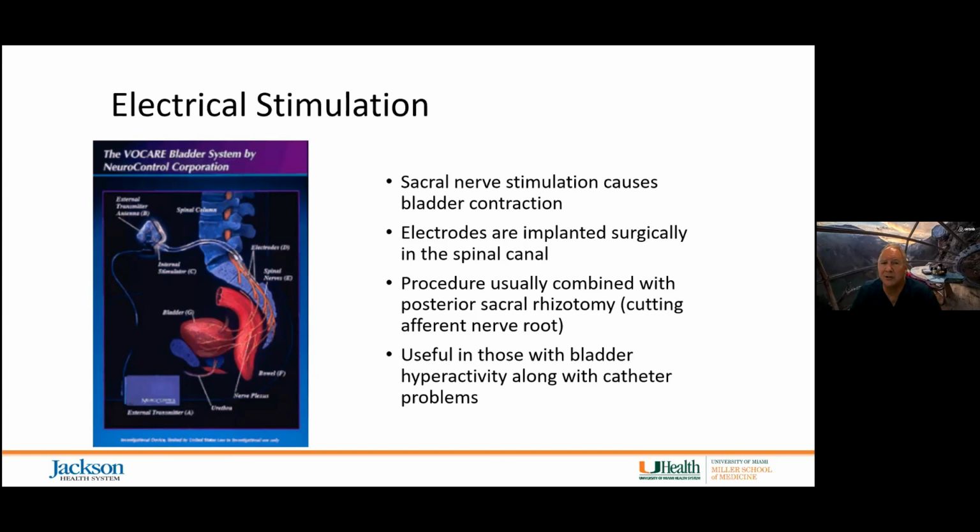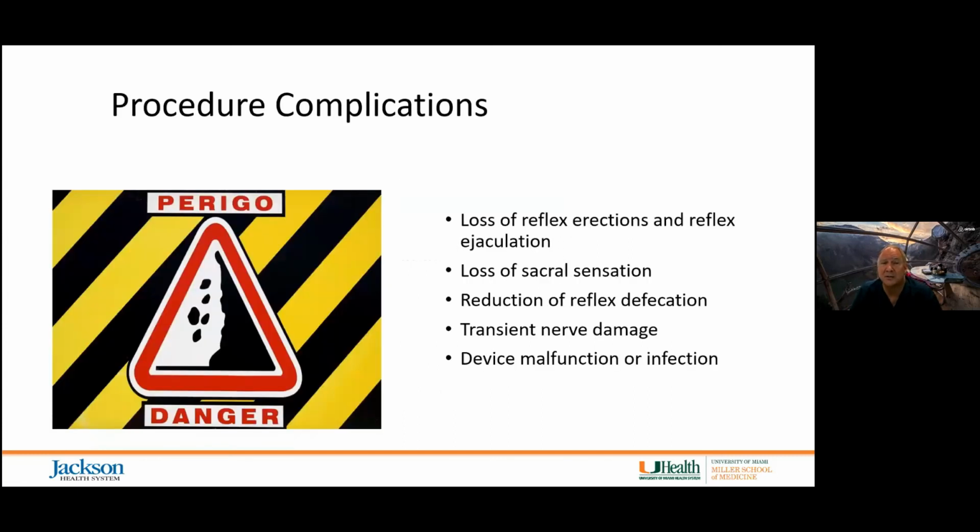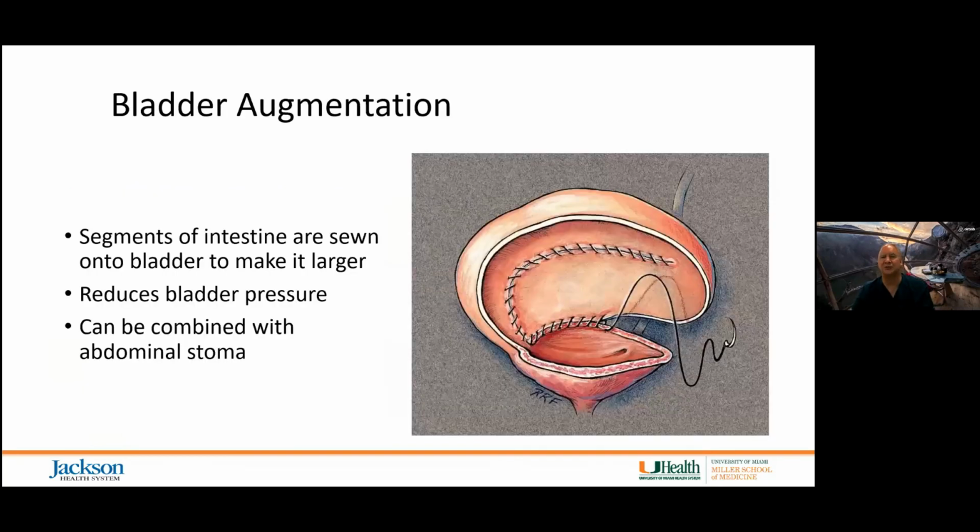Currently only available in the United States under research trials. And the potential complications of this system. Initially, folks were having to do dorsal rhizotomies that led to a loss of sacral sensation, and subsequently those who could achieve reflex erections couldn't afterwards because you've cut the afferent input as you're going through there.